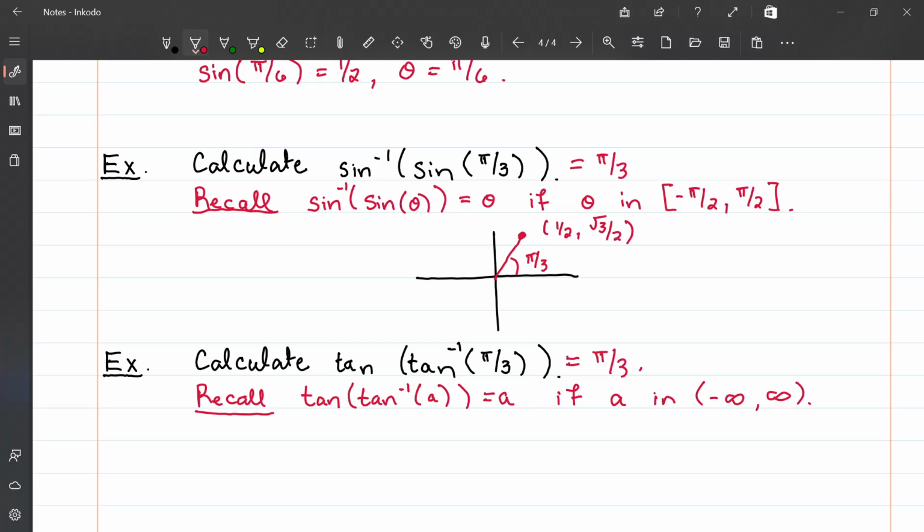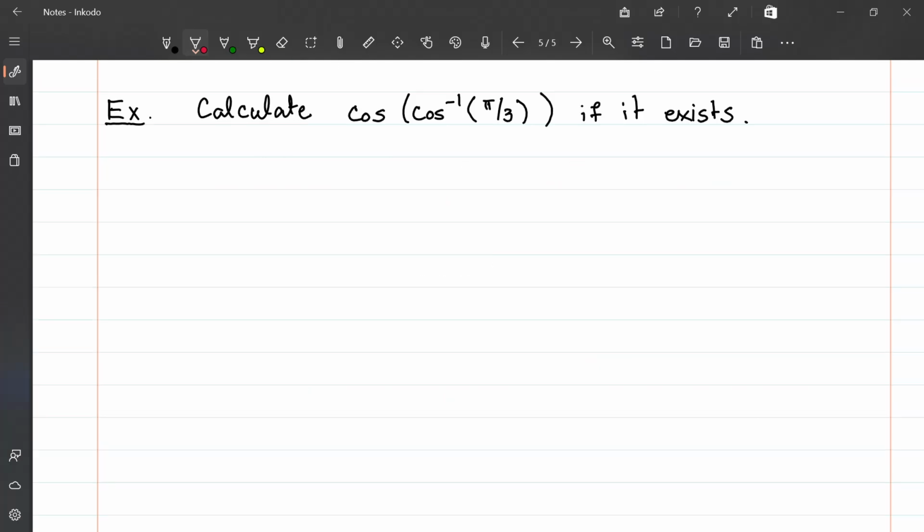But now is when things are going to get a little bit tricky, and this is where we're going to have to start paying attention, because it's not always this clean. For example, check out this problem right here. Cosine of cosine inverse of pi over 3, calculate if it exists. You'll notice I've put the hint "if it exists" here because I'm not going to leave you in suspense for very long, and the answer is it doesn't. Here's the basic reason why.